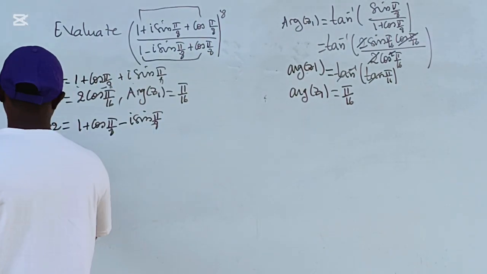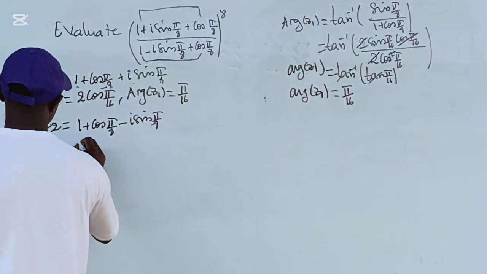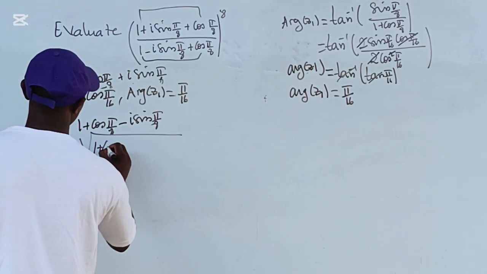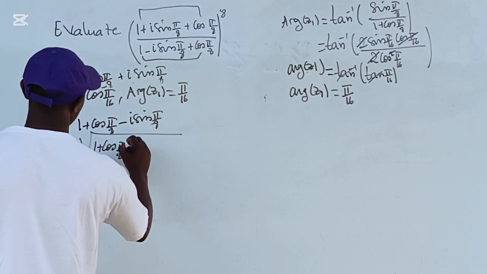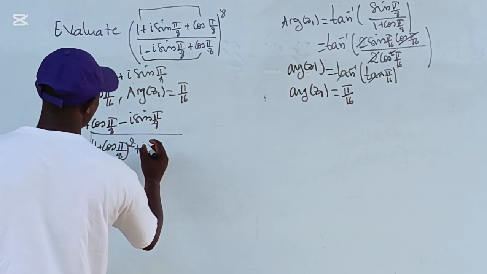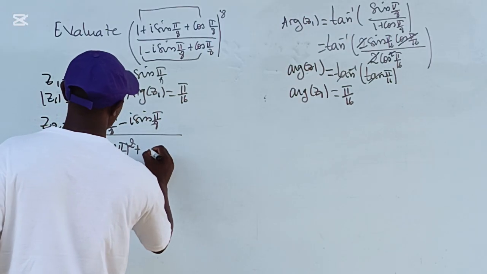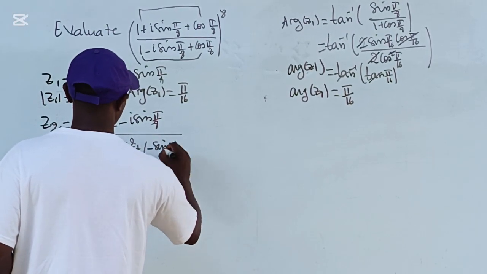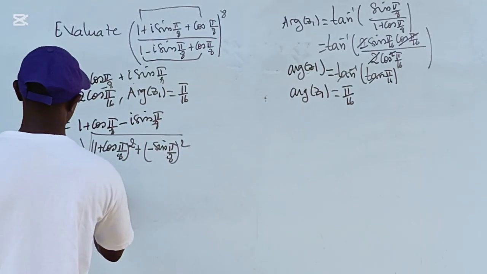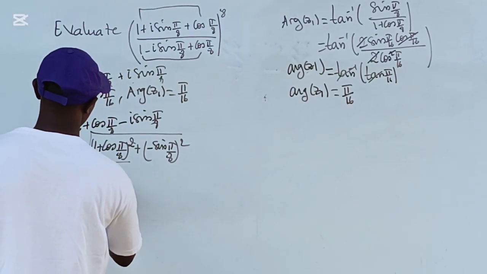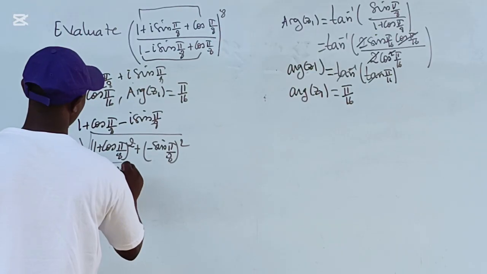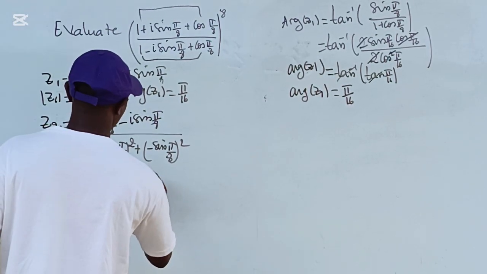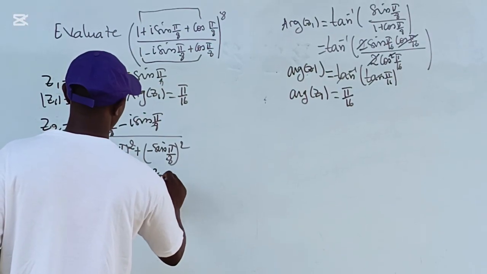Now the modulus of z2 is equal to the square root of 1 plus cosine pi over 8 all squared, plus minus sine pi over 8 all squared. As you see, this is the square root of 1 plus cosine of pi over 8 squared plus sine squared of pi by 8.